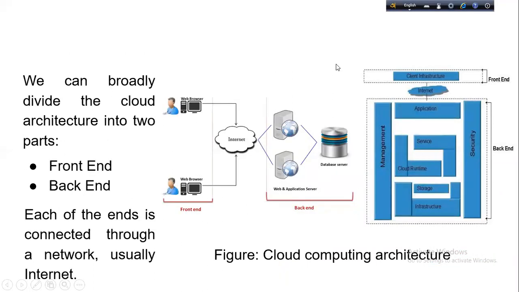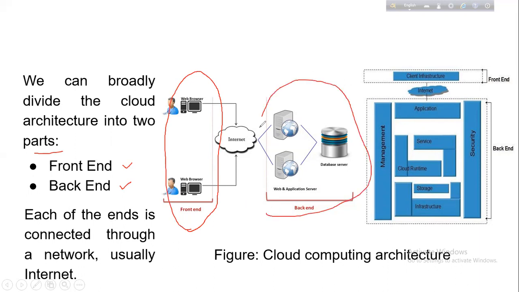Here we can broadly divide the cloud computing architecture into two parts: the front end and the back end. The front end is related to the user. And then the back end is where our servers, databases, and storage are. So this is the system architecture, and this is the block diagram that we can see.